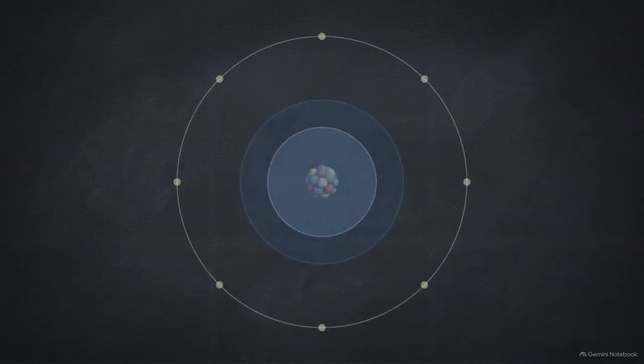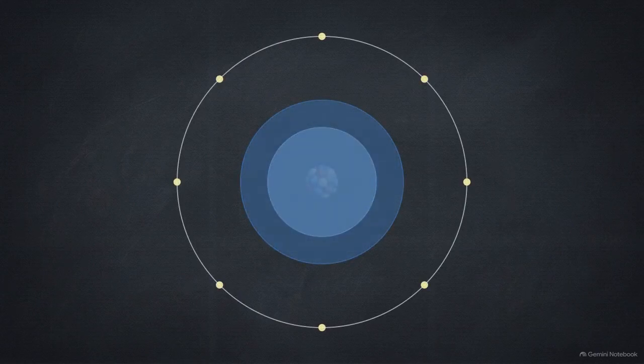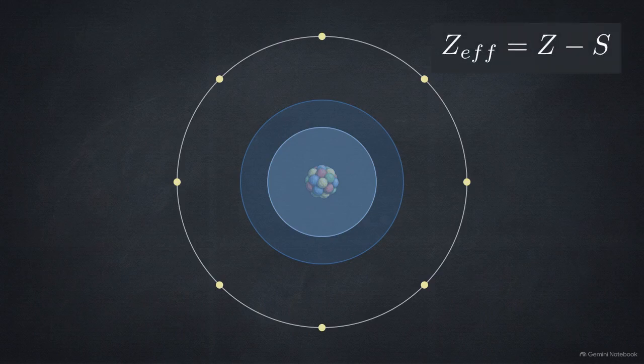The nucleus exerts a pull on valence electrons, but inner electron shells act as a physical shield, reducing the effective charge that reaches the outermost edge. This effective nuclear charge, or Z effective, equals the atomic number minus the shielding constant of the inner electrons.